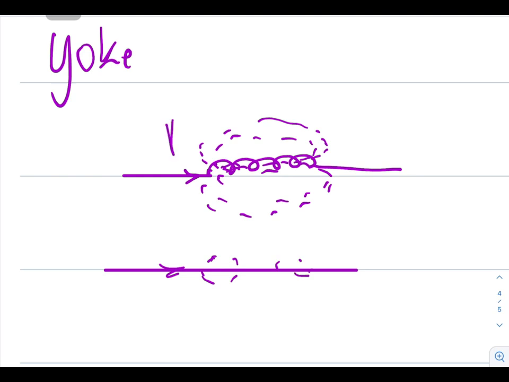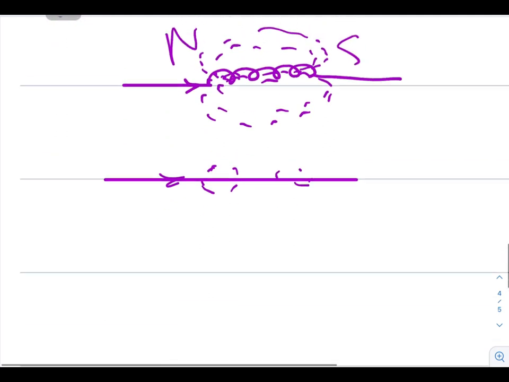We want a north and a south pole. So that is how we construct our field. That is how we build our field. We use electromagnets instead of permanent magnets.